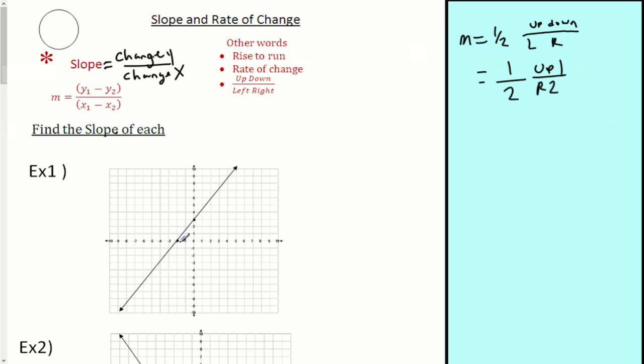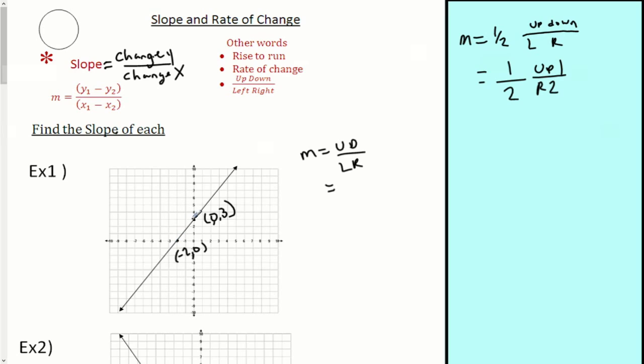Find 2 points that you know are on the line. In this case, I use the x-intercept and the y-intercept. So I have those 2 points: (-2, 0) and (0, 3). Those are 2 points that are on the line. Remember, slope is up, down, over, left, right. It's a fraction. I always start with the left-hand point.